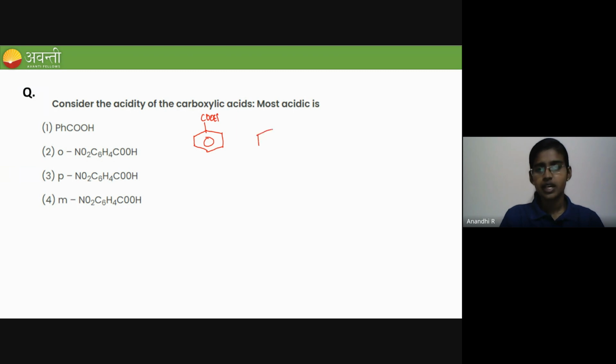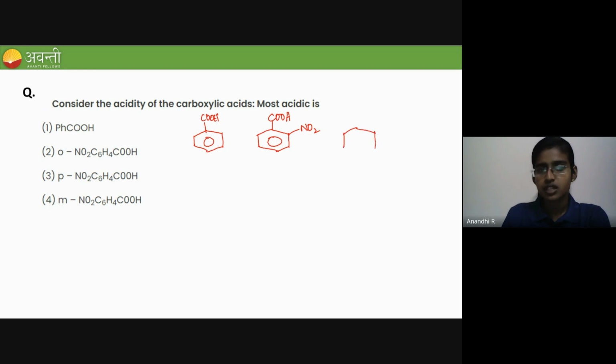And in the second option, what we are having is ortho-nitrobenzoic acid. So this is benzoic acid, and at the adjacent position, which is called the ortho position, we are having a nitro group. So this is ortho-nitrobenzoic acid.